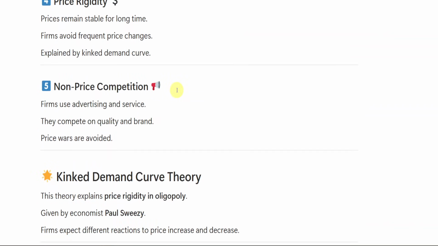Non-price competition: instead of changing price, firms compete using advertising, better quality, free services, better packaging, brand image, and all. So this will avoid price wars.